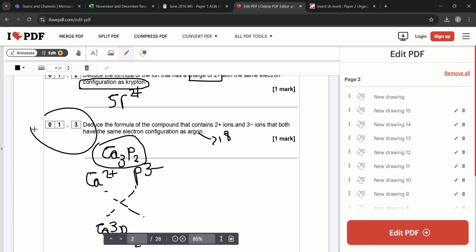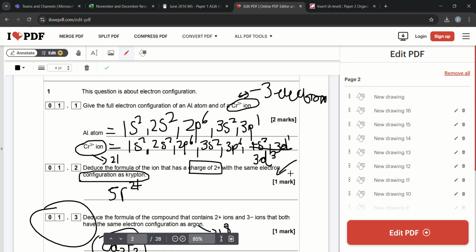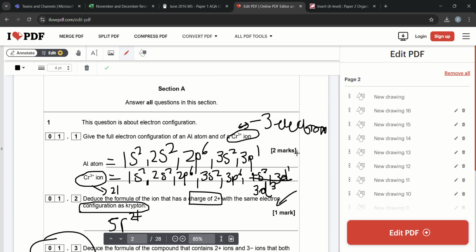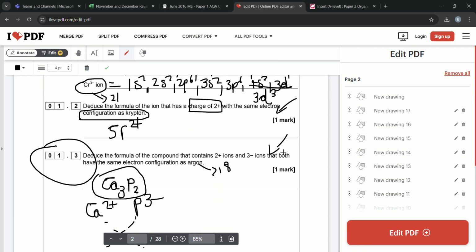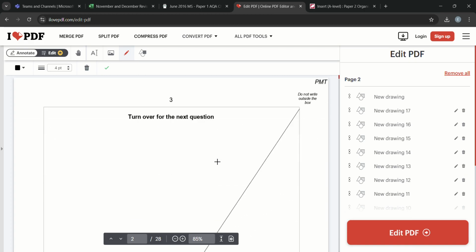This is a really hard one marker. Definitely a hard one marker. This one, medium level difficulty. But this one is pretty hard. And that is the end of question 1.